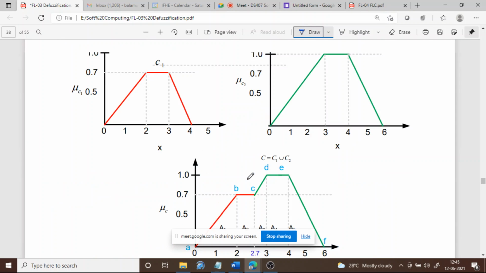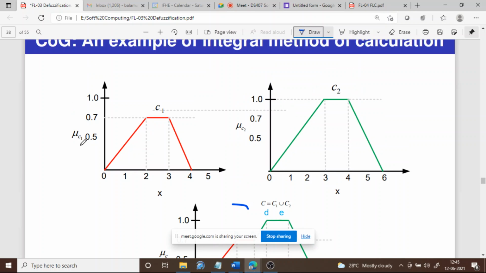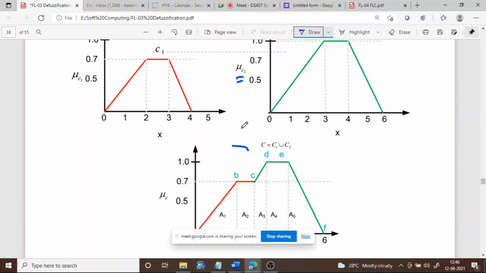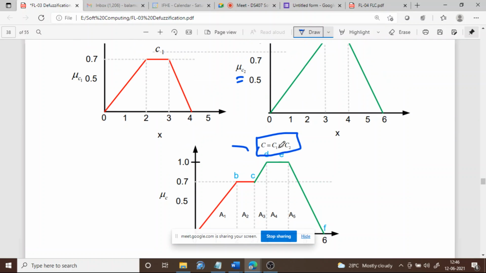When you use the integral method, say you have two plots like this. This is the membership function corresponding to C1. This is the membership function corresponding to C2. Now this plot represents the union of these two membership functions, so C is equal to C1 union C2. When you unite these two membership functions, this is the resultant function you get.